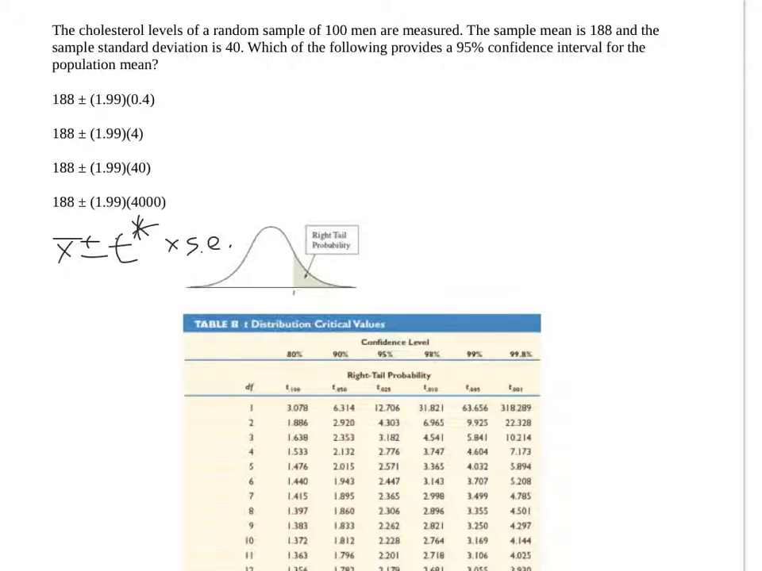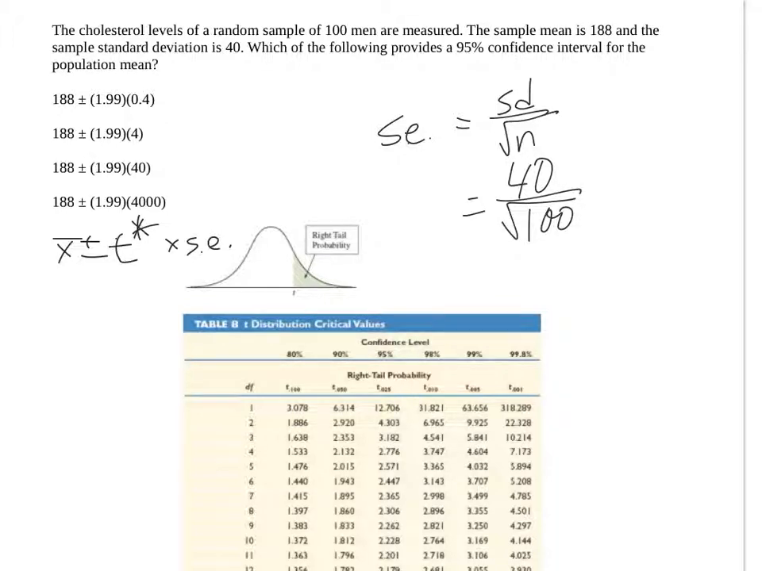So the standard error is simply the standard deviation, so let's talk about that. Standard error is the standard deviation divided by the square root of the sample size. In this case, our standard deviation is 40. Our sample size is 100. Square root of 100 is 10. That's going to be 40 divided by 10, which is 4, right? So that makes it very clear which answer is correct.